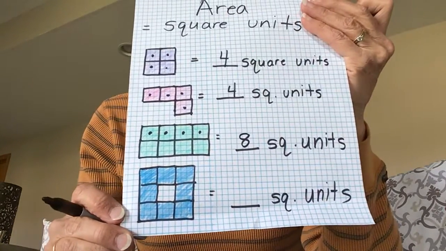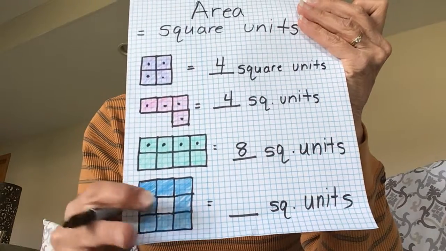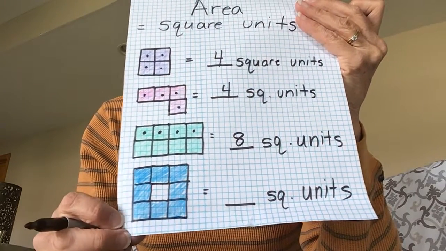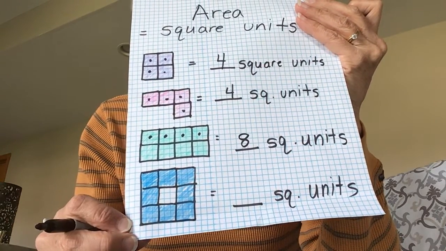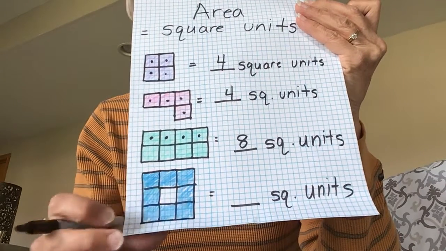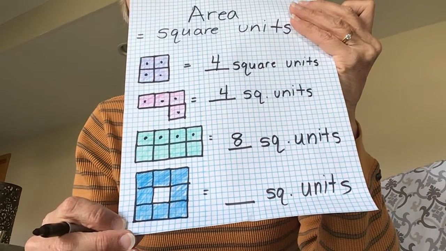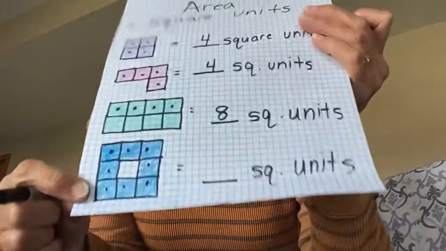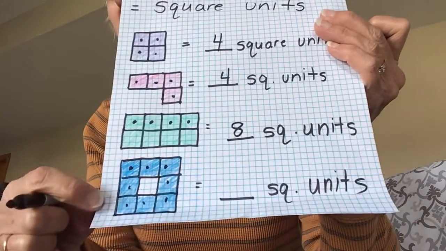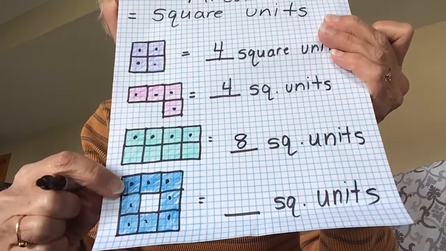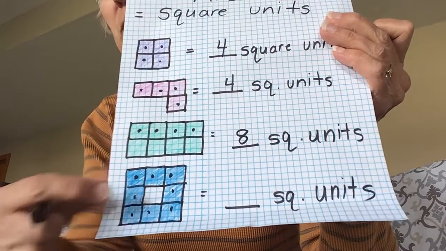Now the bottom shape I want you to take a look at, because you'll notice that the middle of it is white. It's kind of like a square donut. So there's nothing in the middle. You are not going to count that. So if you mark all your dots in each square and count around, this also has an area of 8 square units. 3 on top, 3 on the bottom, but only 2 in the middle row.